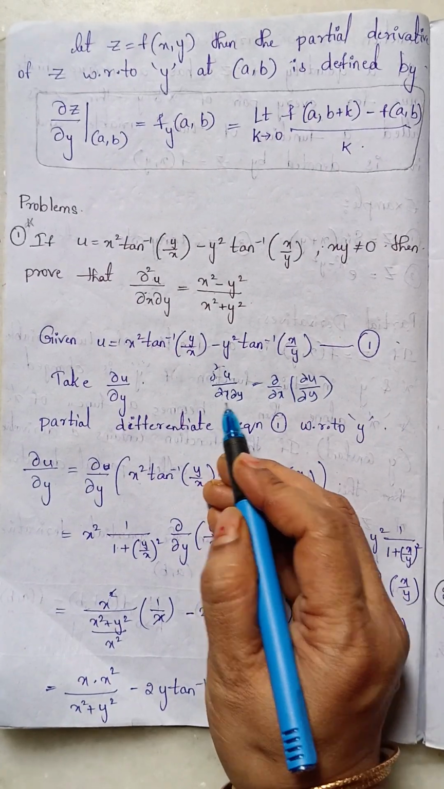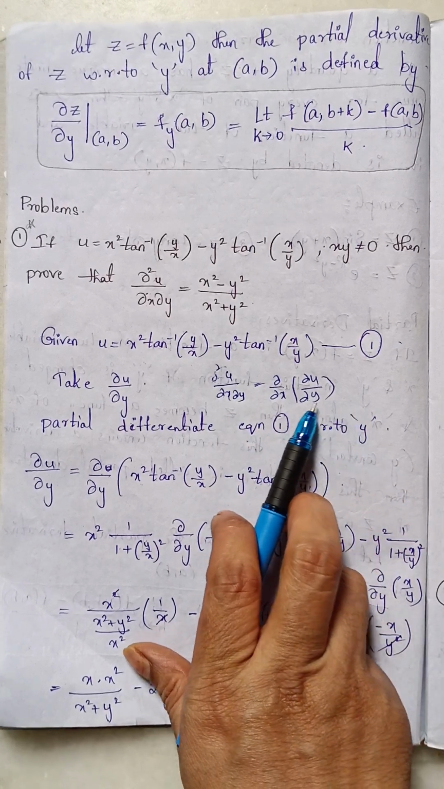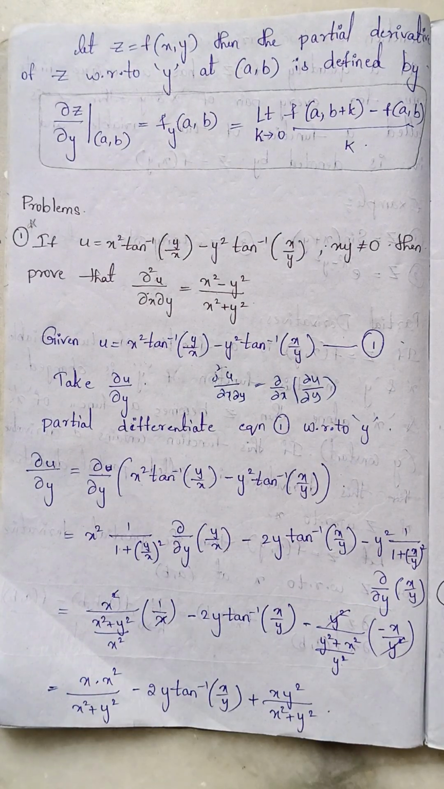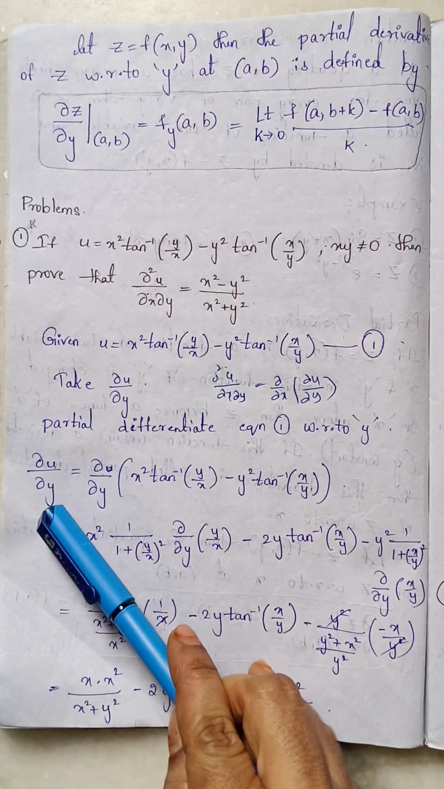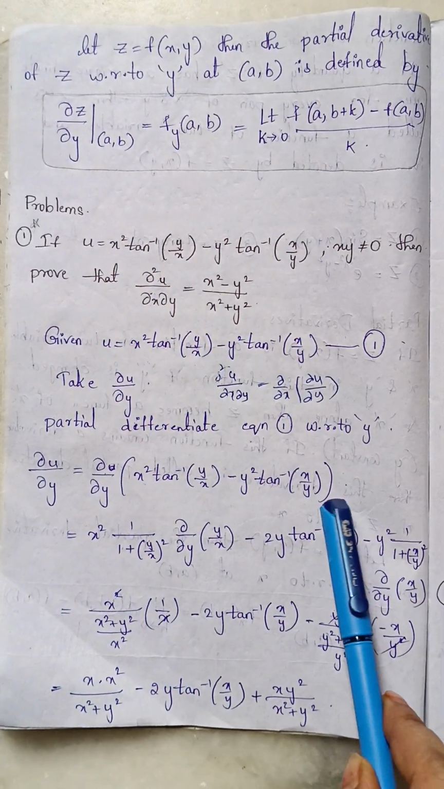But don't take x first, y next, not like that. We have to start from right to left, so it will be ∂u/∂y. First find ∂u/∂y. So ∂/∂y of u is nothing but ∂/∂y of this total function.